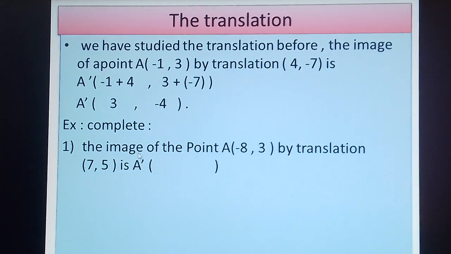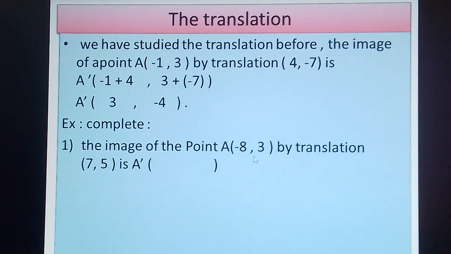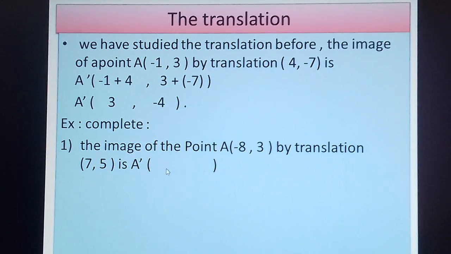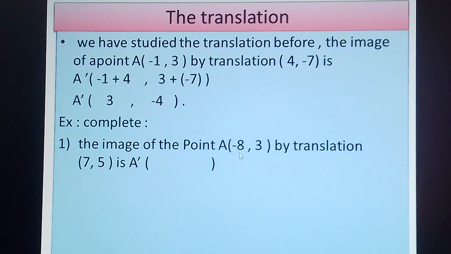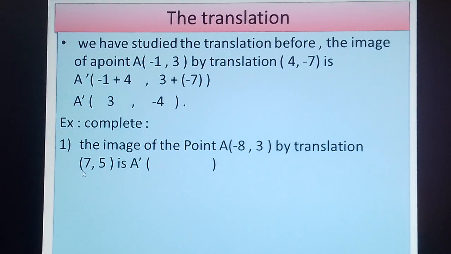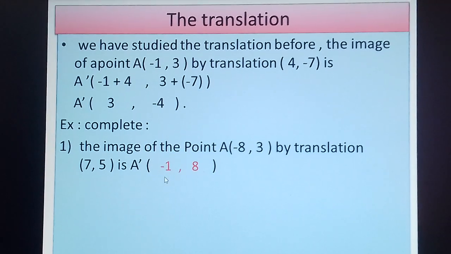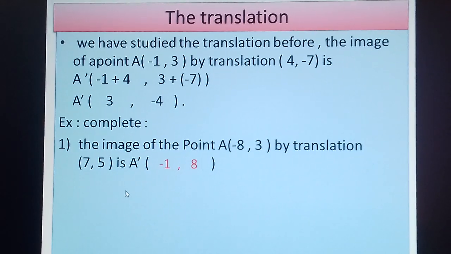Example number 1. The image of the point A(negative 8, 3) by translation (7, 5), A dash, will be equal to what? Yes, we must add negative 8 to 7 and 3 to 5. It will be (negative 1, 8).